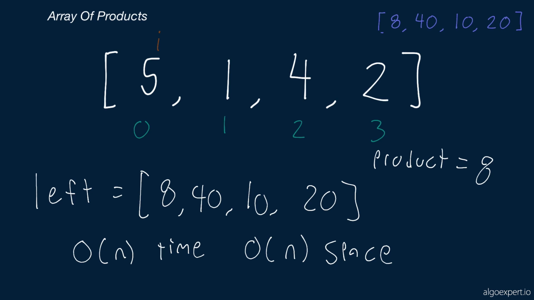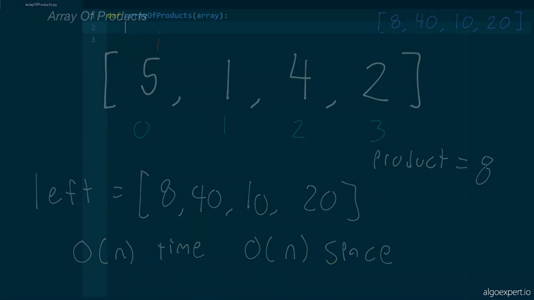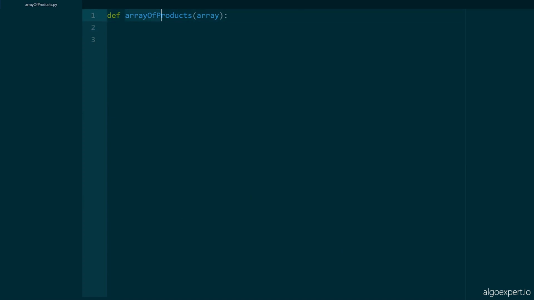And in the third, we were doing the exact same thing we did in the second solution, except we were able to avoid using all of that extra space. So now let's see how we can implement these solutions in the code walkthrough. So I'm here in my code editor, and I have my array of products function defined, which has one input parameter called array. Now we've got three solutions to code out, so I'll start with solution number one, the brute force approach, then move on to the other solutions.